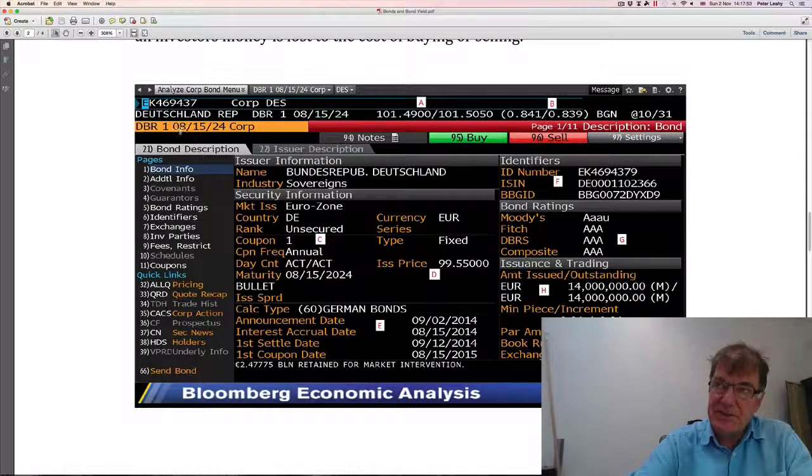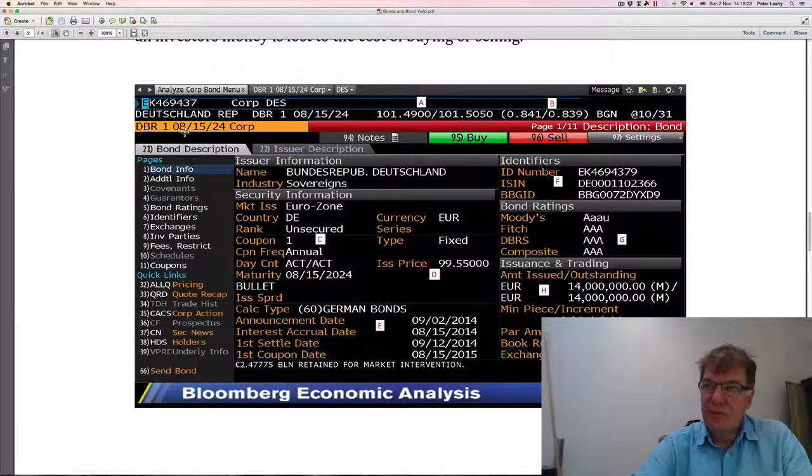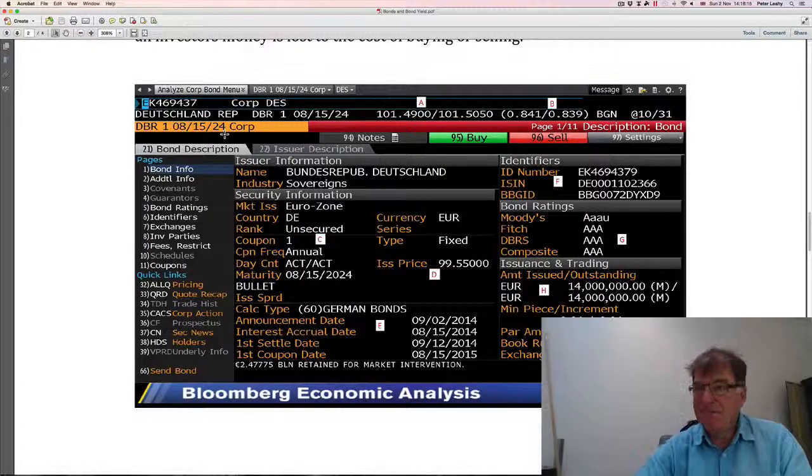Next to that, a date in month, day, year format. So that tells you that this bond matures on the 15th of August 2024. You can ignore the word corp. That is just part of Bloomberg's specification that this is a bond, not an equity.